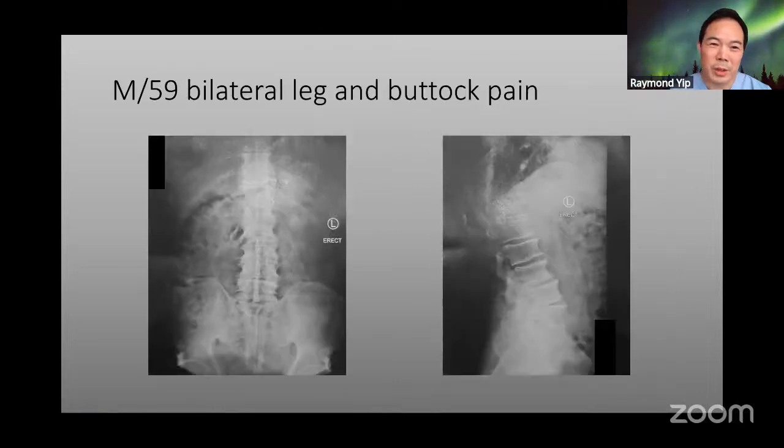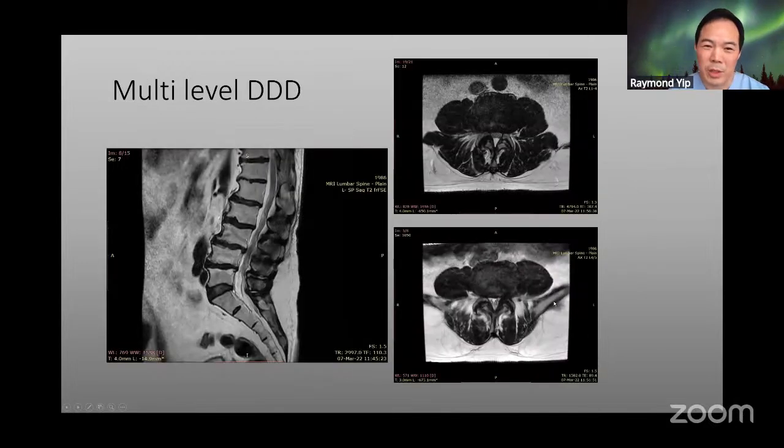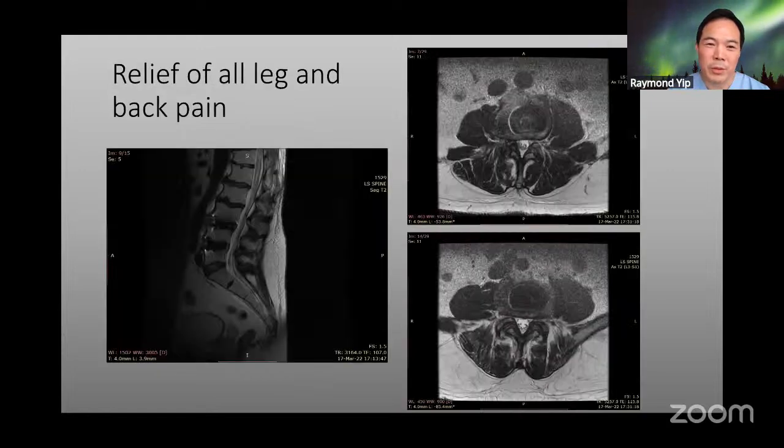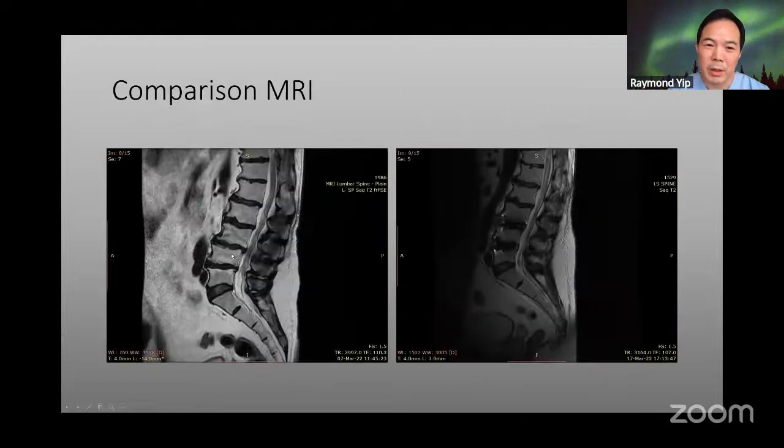Another patient, 59 years old with back and leg pain. There are 2 collapsed discs, mainly at 3-4 and 4-5. The MRI shows spinal stenosis at 3-4, 4-5. We did a 2-level TDR. This is the MRI after the surgery, just a comparison before and after.